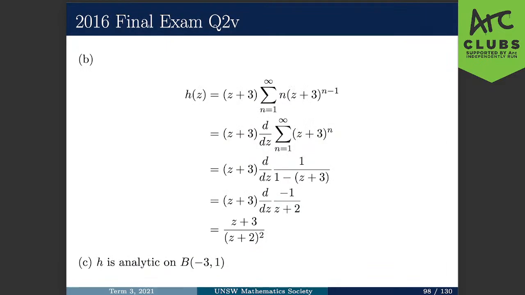And finally, the last question is: where is h analytic? When we say analytic, that's just saying where can we represent h as this power series? So we already said that this power series is centered at -3 and it has a radius of 1. So this is the center, and this is the radius. So that's really simple.